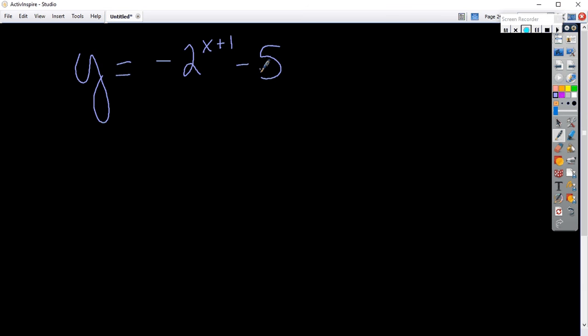I just threw some transformations in there. Decay? I mean, growth. Why? Because it's bigger than 1. The only thing you're looking for here is the B. B is 2. 2 is greater than 1, which means it's growth.